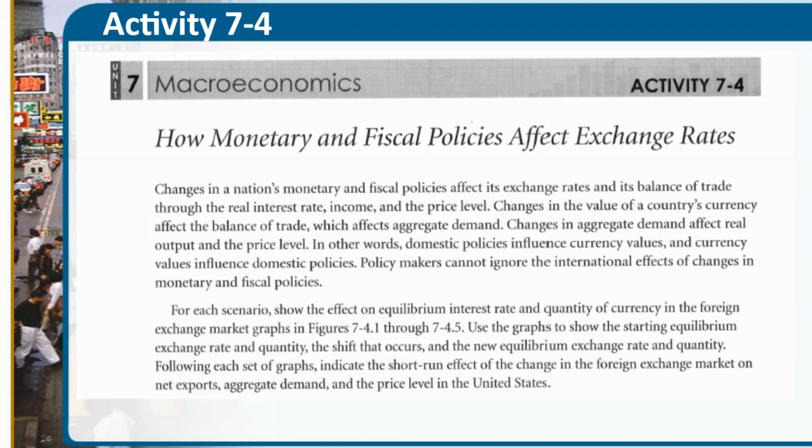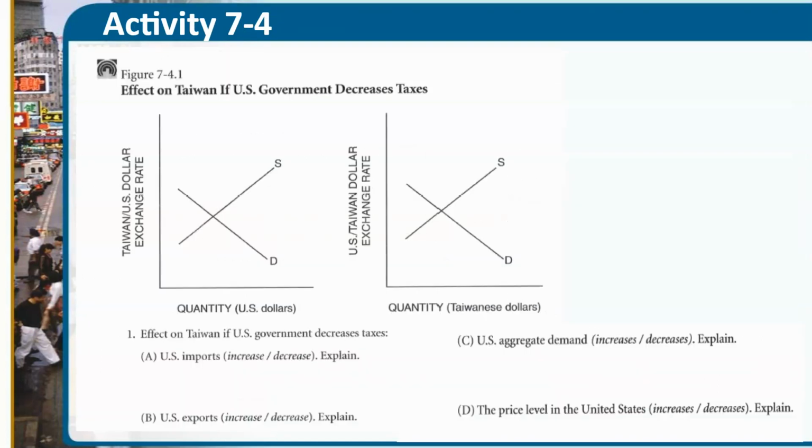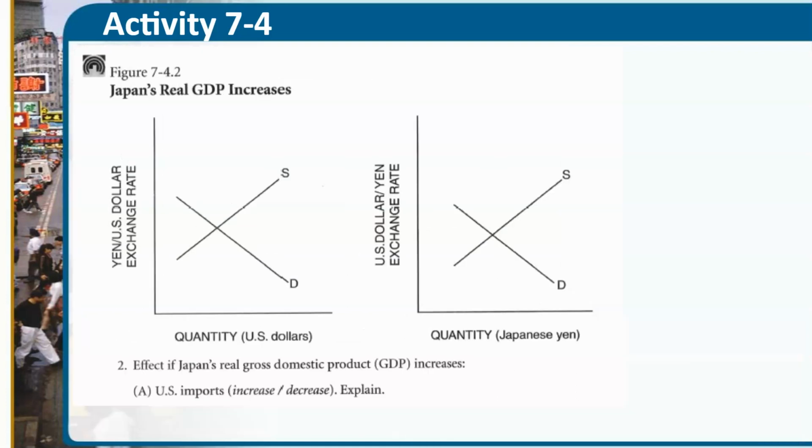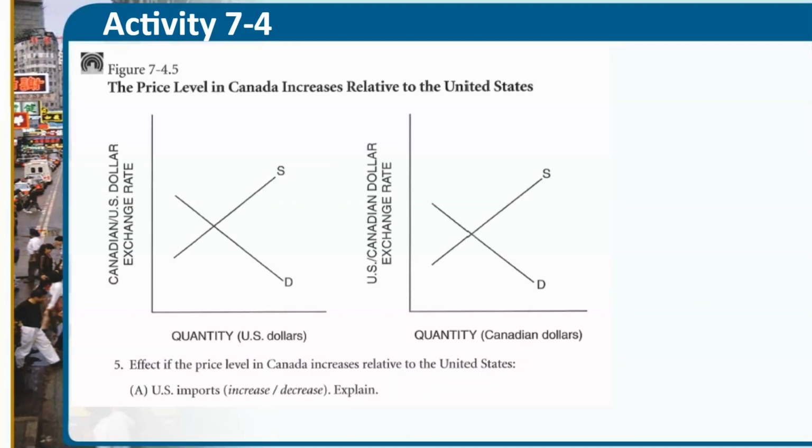Again, 7-4, another great activity in terms of what impact this has on the exchange rate of the Taiwan dollar to the U.S. dollar, and what impact taxes or spending could have in those relationships. Same is true with Japan and real GDP, and I think you'll find those helpful. So just some really good activities there.